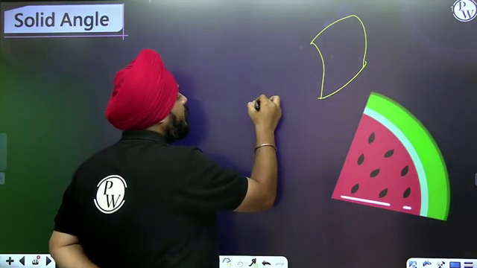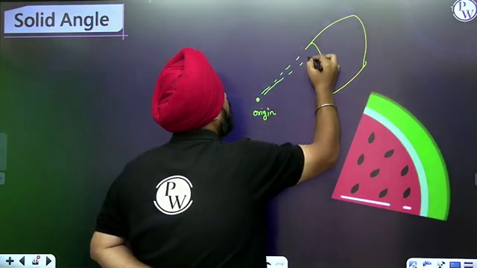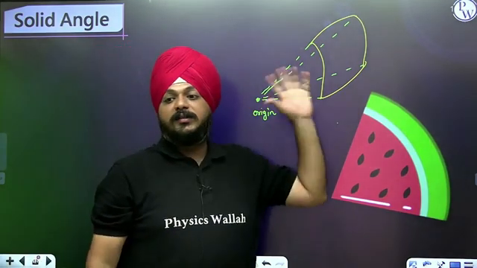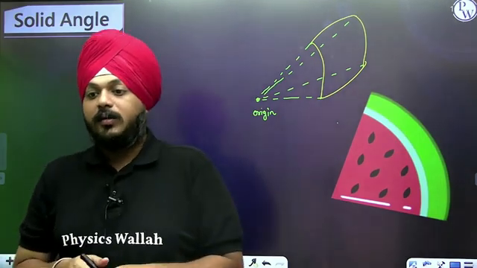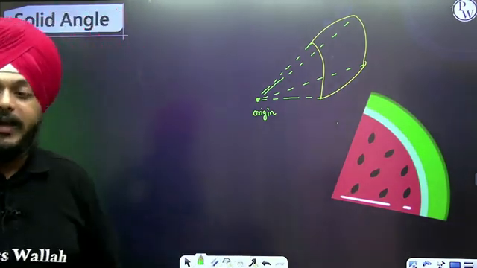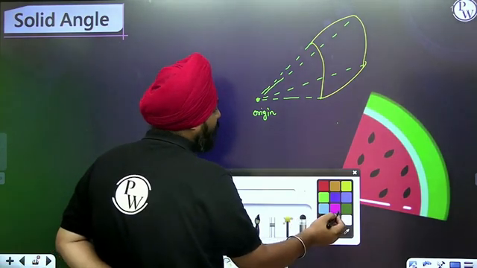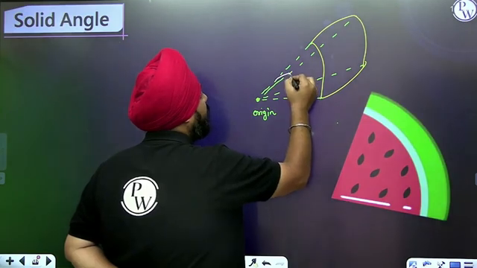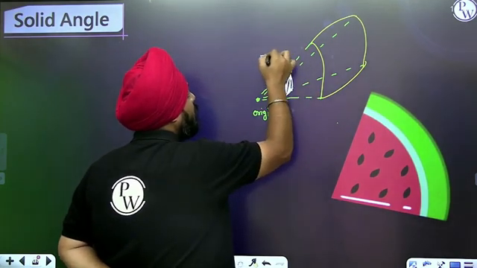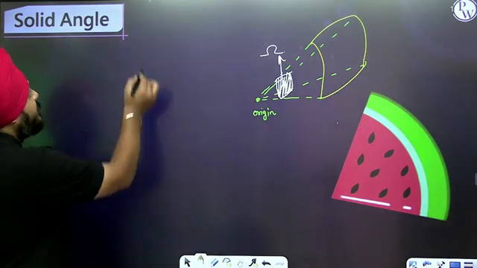Now suppose this is the origin. We can say it like this way. This is how the piece is cut and offered to you to check whether it is sweet or not. Yes, I'm talking about a day-to-day life example: the slice of watermelon. So whatever 3D angle is formed here, the 3D angle formation, it is the solid angle. This is the symbol of the solid angle.